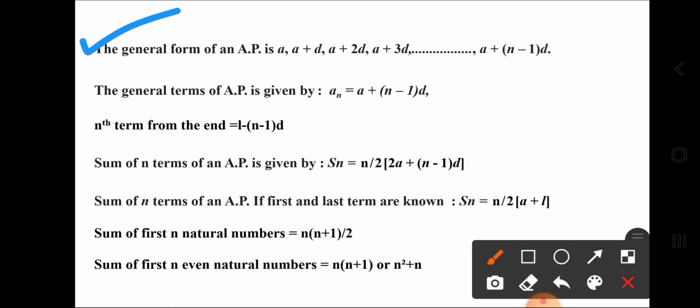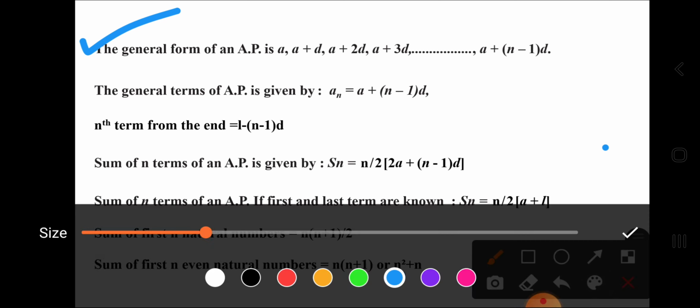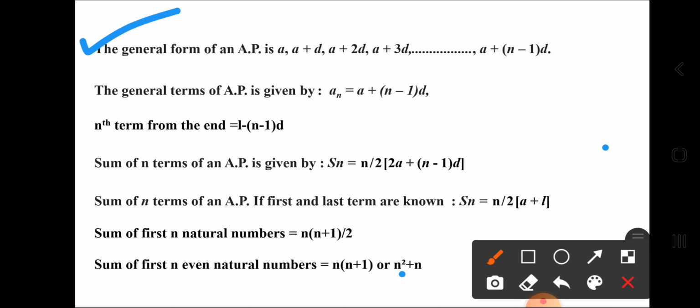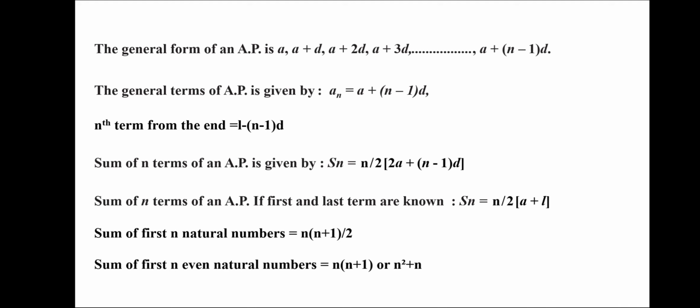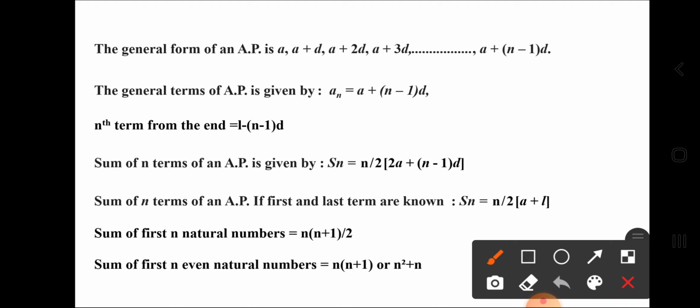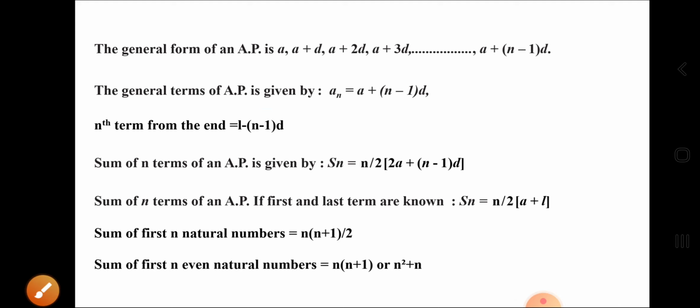The first thing is the general form of an AP. The general form of an AP is given by a, a plus d, a plus 2d, a plus 3d, and a plus (n minus 1) into d. The next one is the general term of an AP, and it is given by an is equal to a plus (n minus 1) into d.